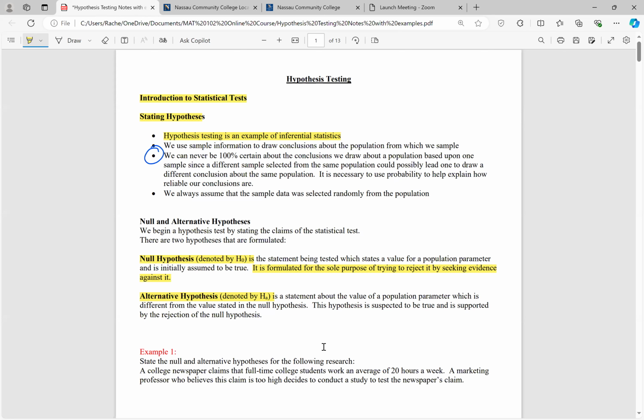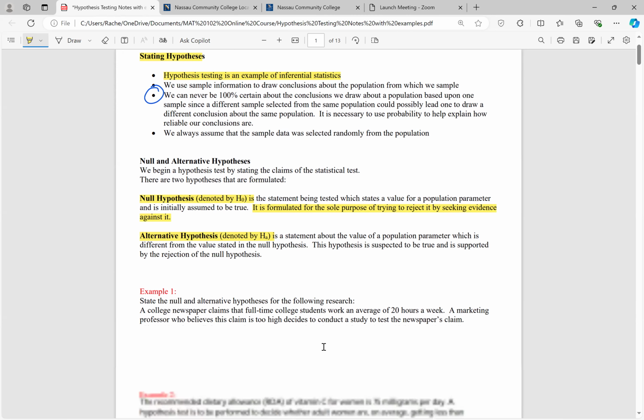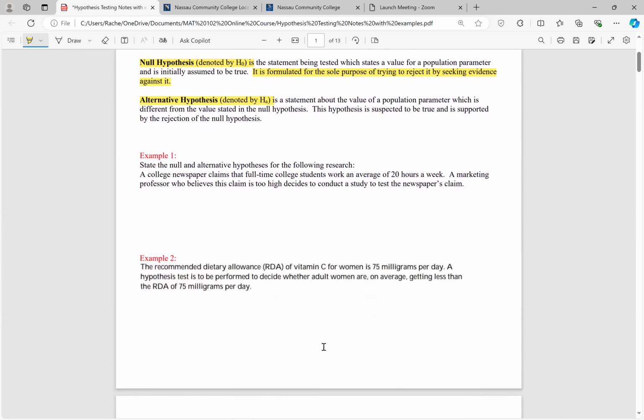So let's just practice. And I'm going to keep going back to this example about a court trial, because I think it's easy to relate to, because a lot of us have seen movies, taken classes, watched TV shows, so we're kind of familiar. So let's practice formulating the null and the alternative hypotheses in 4 different situations. So let's look at example 1. We want to state the null and alternative hypotheses for the following research.